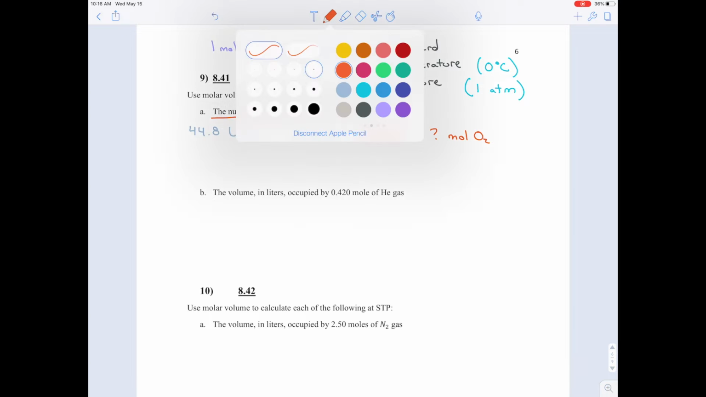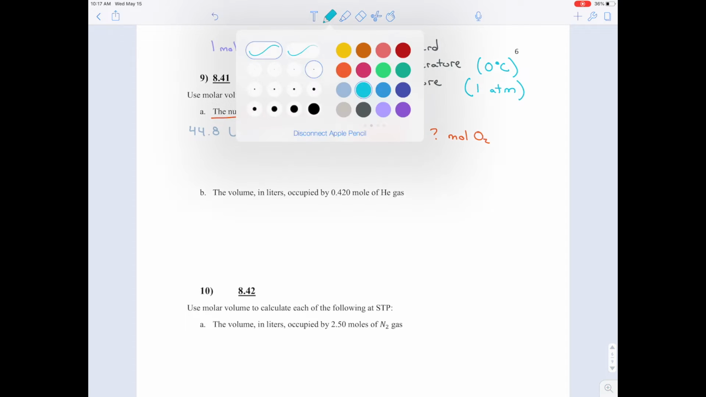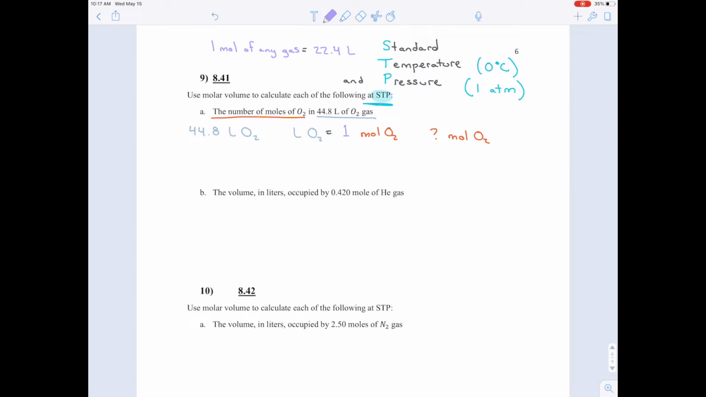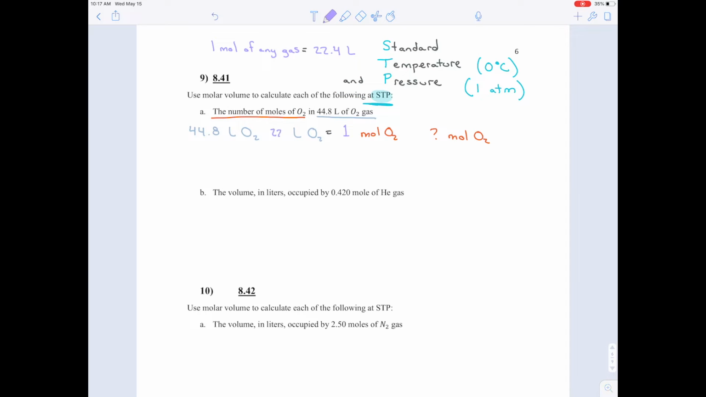And because this is being done at STP, all of these questions will be done at STP. Because of that, we can use this conversion factor at the top. 1 mole of any gas will be equal to 22.4 liters of that gas. So these numbers are coming down to give you the numbers in this conversion factor.